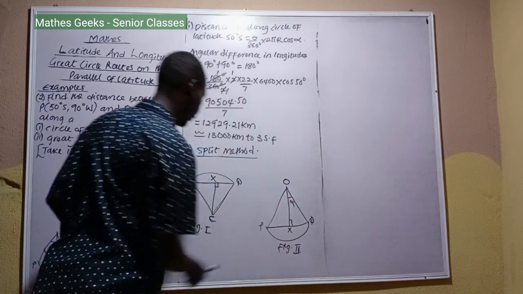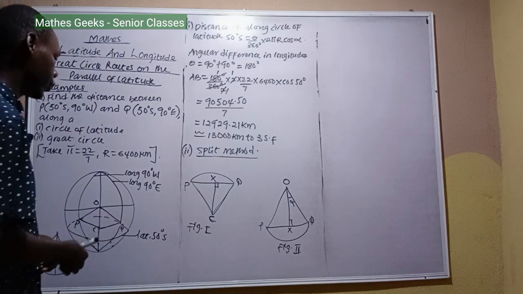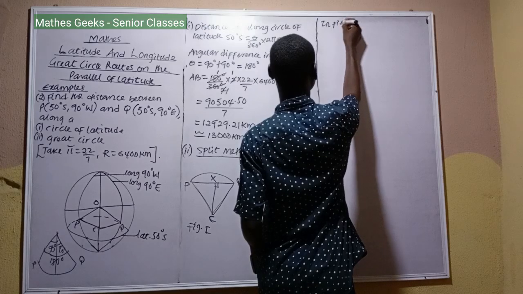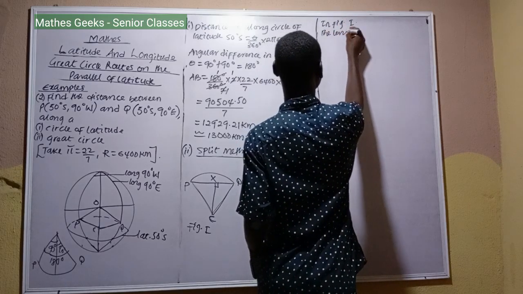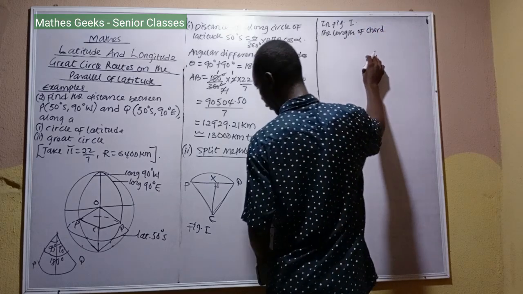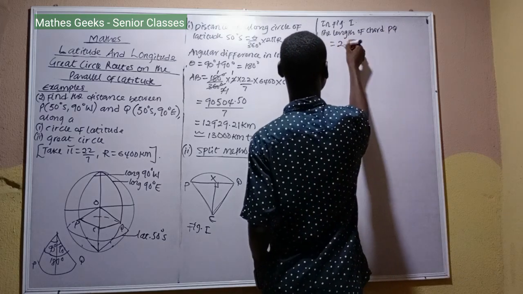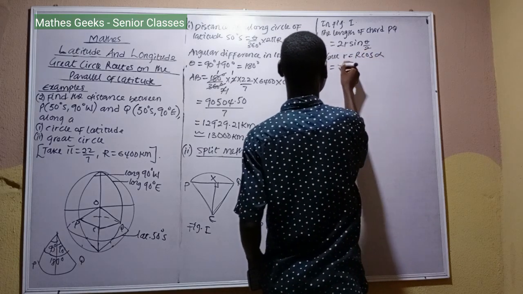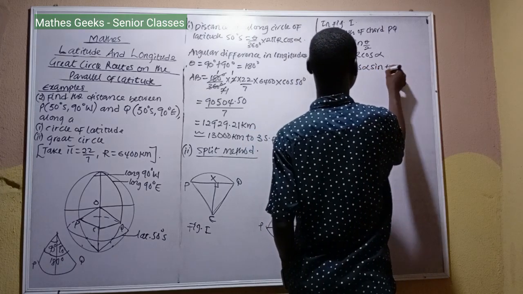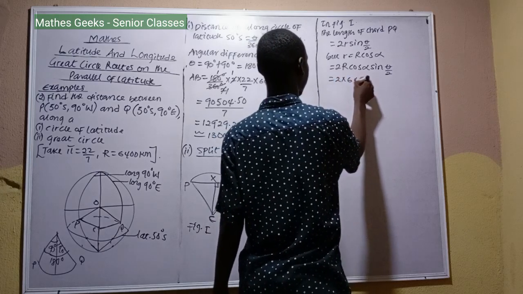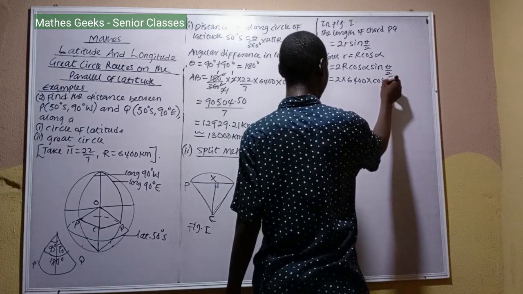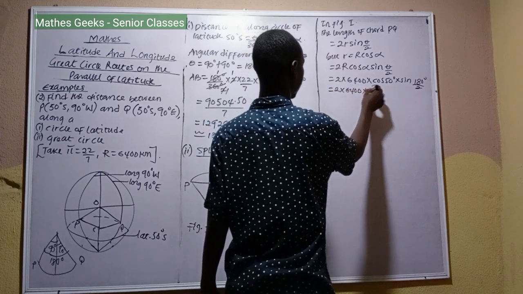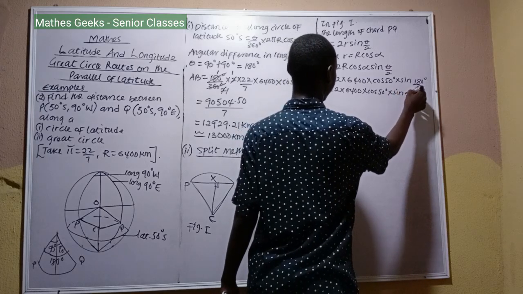Alright, and we need to know alpha. In figure 1 we are going to look for the length of chord. So let's proceed. Length of chord PQ is equal to 2 R sine theta over 2. But R is R cos alpha, so it's 2 R cos alpha sine theta over 2. That's 2 times 6,400 times cos 50 degrees times sine 180 degrees over 2, which is 2 times 6,400 times cos 50 degrees times sine 90 degrees.